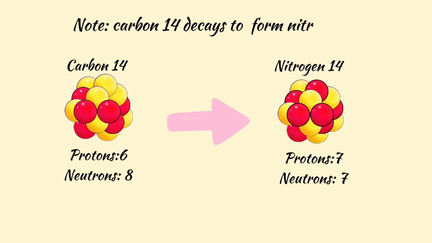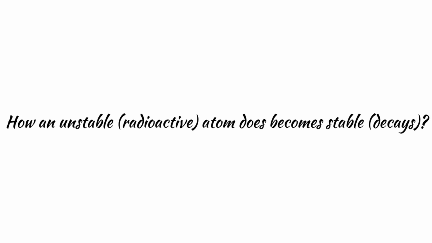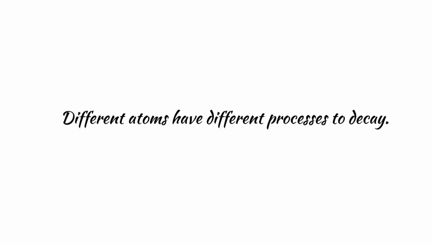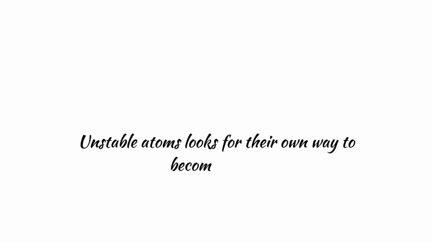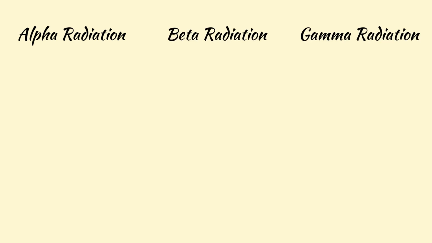Carbon-14 atoms decay to form nitrogen atoms. How does an unstable, radioactive atom become stable, or decay? Well, different atoms have different processes to decay. Every unstable atom looks for its own way to decay, or become stable, and during the process it emits energy in the form of particles or waves, which is called radiation. This radiation can include alpha, beta, and gamma radiation according to the type of atom and its decay.